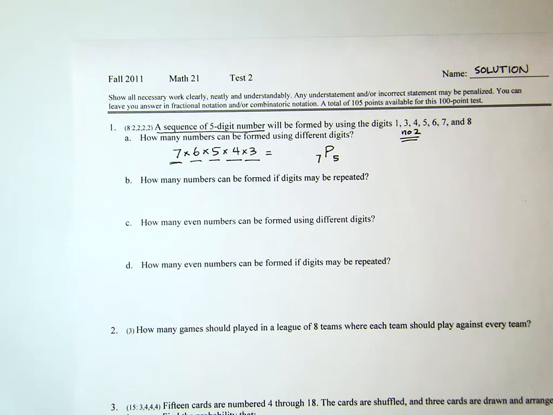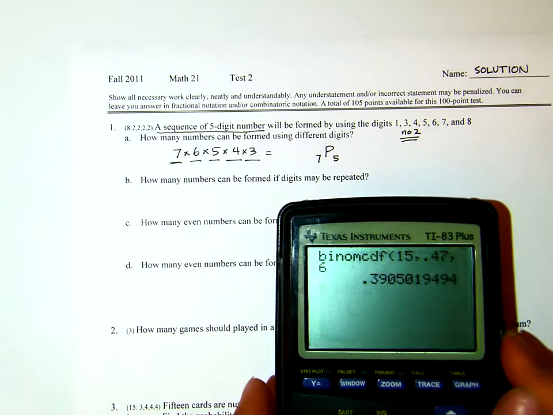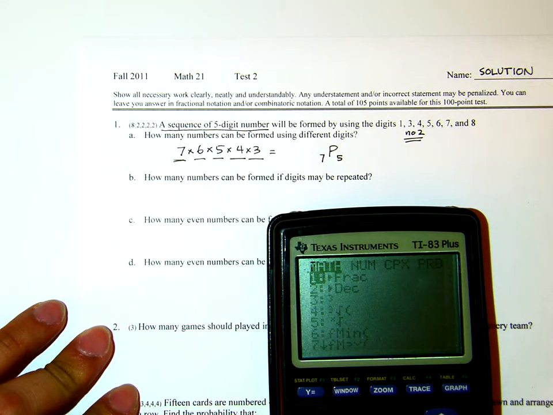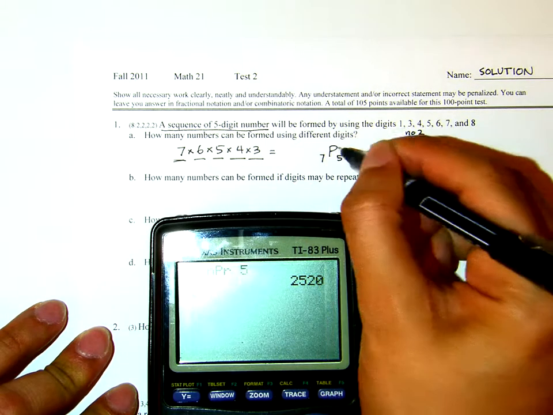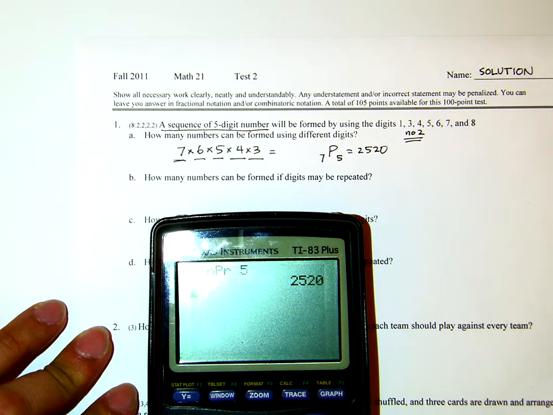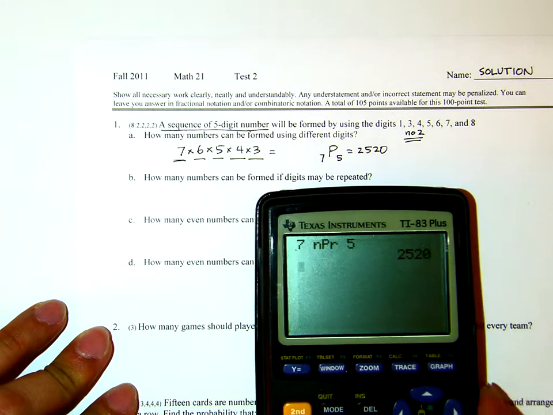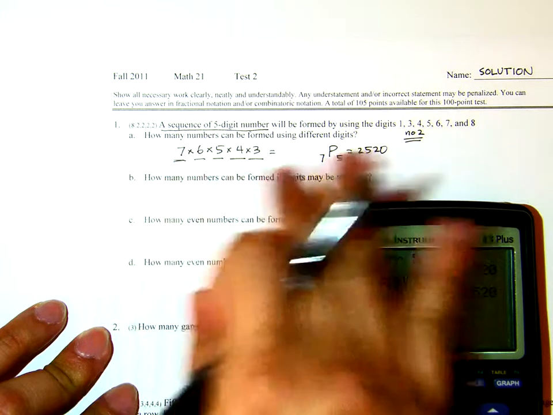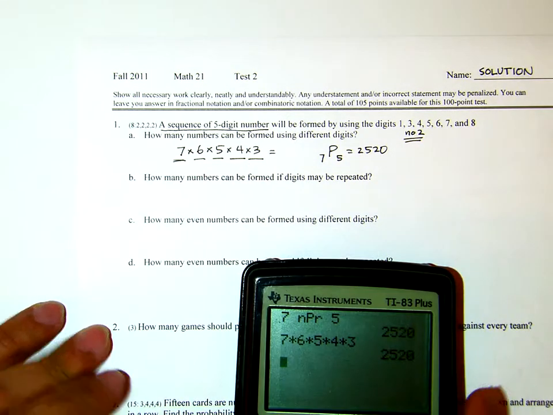Let me see if I use calculator. 7 permute 5, that will be 2520. Now if I use the conventional way of doing it, that will be 7 times 6 times 5 times 4 times 3. That gives me the same number. So you can use the counting principle or the permutation. Either way, you will get the same number.